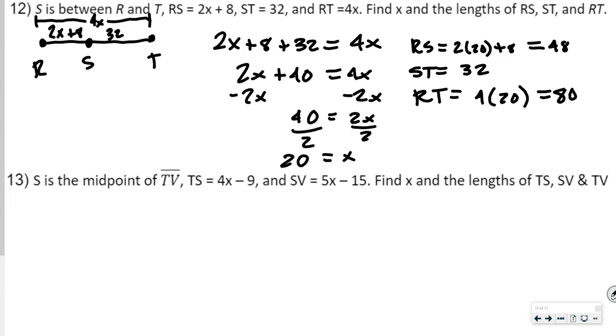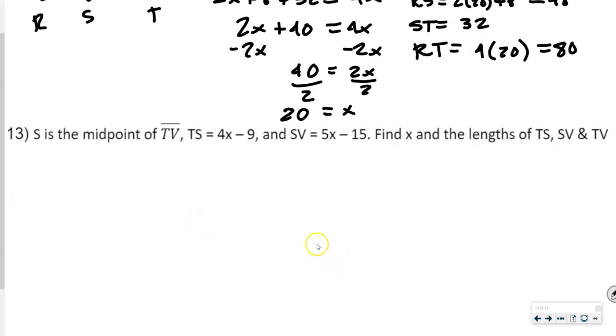Now, why did we want to do all pieces? So if we add 32 to 48, what do we get? Yep, we get 80. That's a great way to check the problem, y'all, okay? So let's look at this next one. This one is a little different because it has the word midpoint, okay? So we're going to draw our TV again.